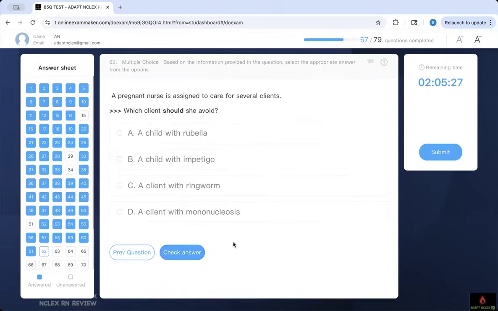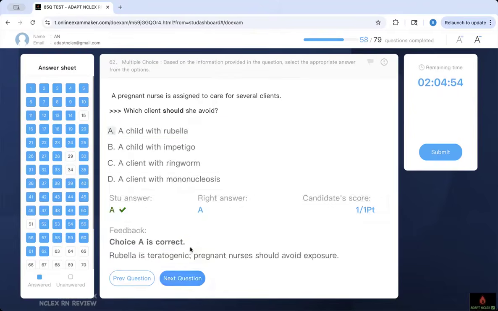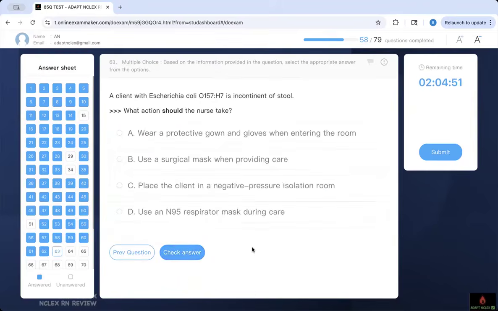The pregnant nurse is assigned to care for several clients. Which one should she avoid? Rubella patient, impetigo, ringworm, and mononucleosis. Mononucleosis is standard precaution. I'm going to give you the straightforward. Ringworm, standard precaution, but it can be contact depending, though most of the time standard precaution. Impetigo and rubella, which is dangerous? The main idea for this question is teratogenic. Which one is teratogenic? Rubella. That's why we check rubella titer all the time.